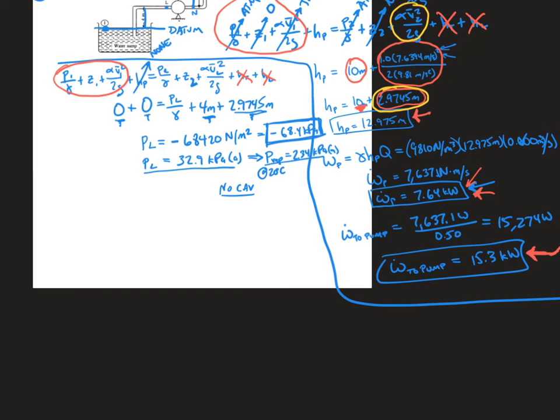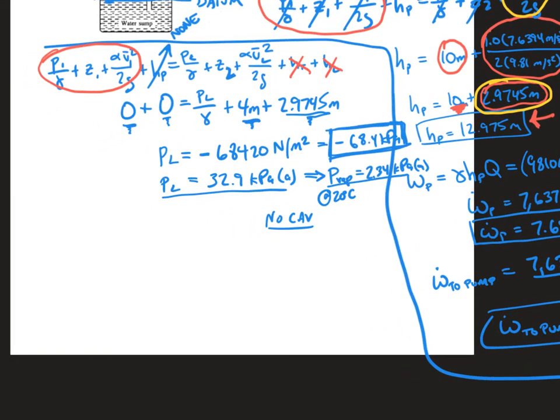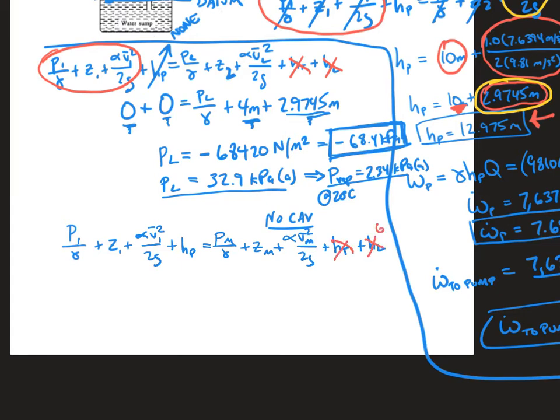All right, so let's do part B, or the next one, which I think we'll go with point M. So M is all the way up here. We're basically going to repeat the process. P1 on gamma plus Z1 plus alpha V1 squared on 2g plus HP equals PM on gamma plus ZM plus alpha VM squared on 2g, plus HT, which we don't have, and head loss, which we do not have. So again, between 1 and M, there's no turbine, there's no head loss. This is because it's given, and this is because there just isn't one.